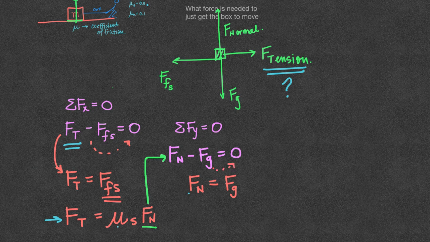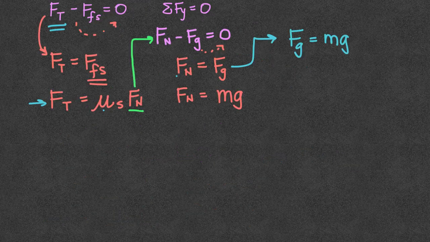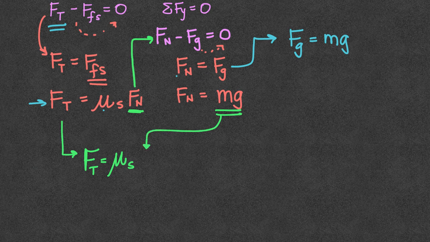Again, I just added Fg to both sides. So this means that F normal is equal to m times g. Remember, the gravitational force is equal to the mass of the object times the gravitational field. So now I can do another step of substitution where the force tension is equal to the coefficient of static friction times force normal, which is equal to mg. So I'm going to make that substitution here.